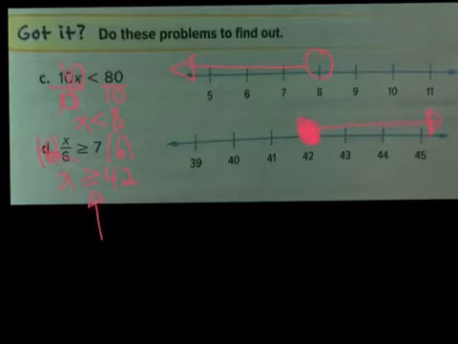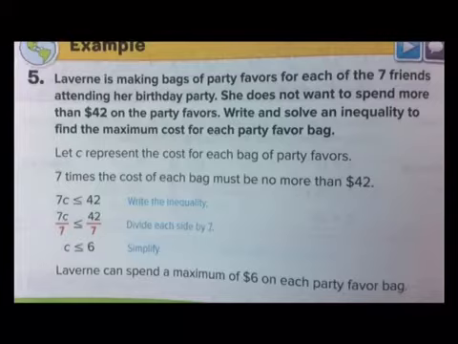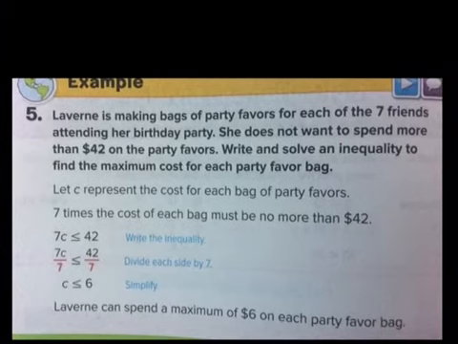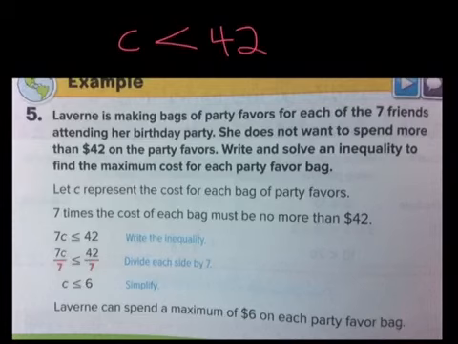X is everything greater. For the word problem, Laverne is making bags of party favors for each of 7 friends attending her birthday party. She does not want to spend more than $42. So $42 is the maximum amount she can spend. So what I'm thinking here is that her cost has to be less than $42.